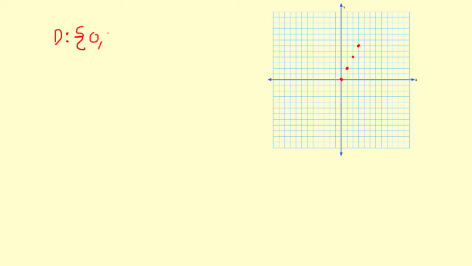0, 1, 2, 3. Okay, so those are the x values, 0, 1, 2, 3. And these curly brackets here, those represent a set of numbers in math. So you're saying the domain is the set of numbers 0, 1, 2, 3, and those are all the x values. The range is the y values.